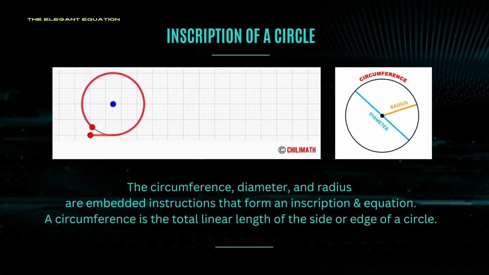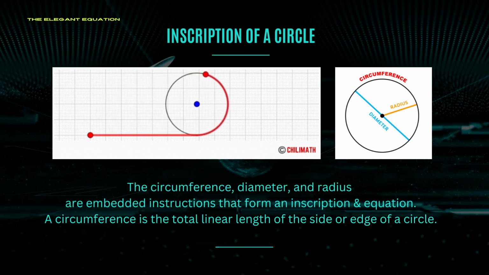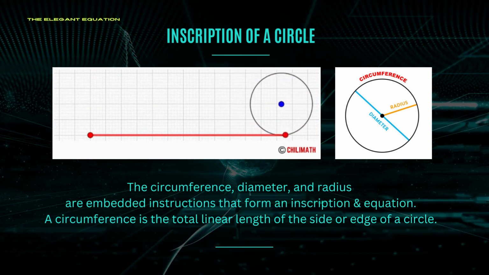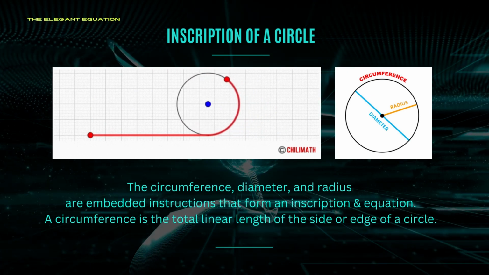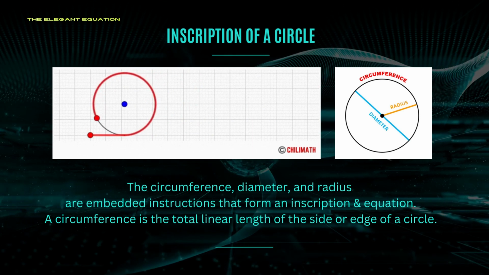A good example of an object that comes with inherent equations is the circle. A circle is made up of several instructions. Without these instructions, the circle will never exist. Its circumference, diameter, and radius are parts of its inscription. These parts are actually pieces of instruction that, when combined, form into an equation.